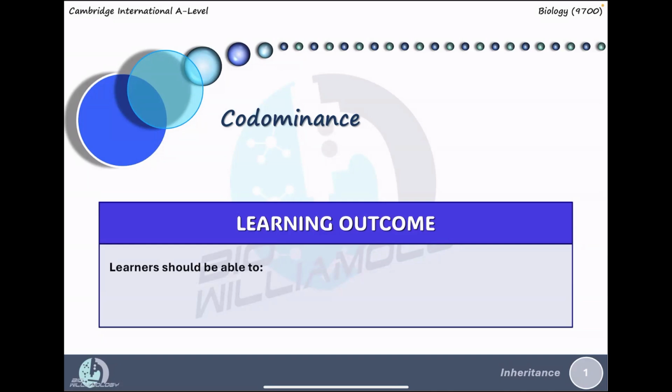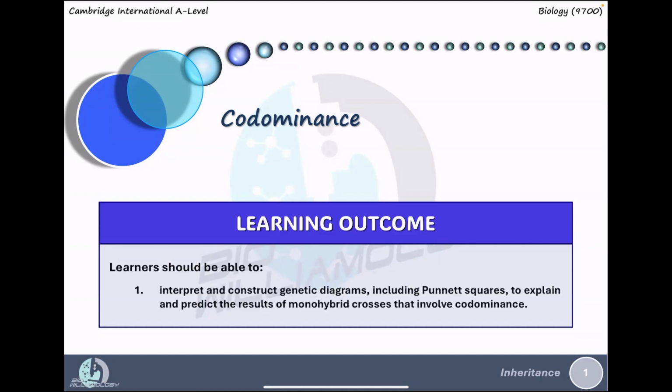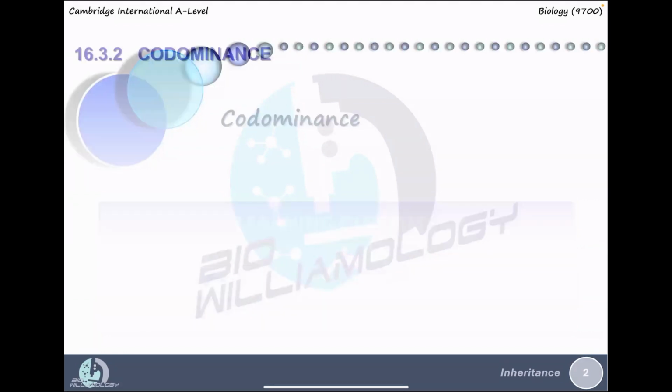In this lesson, we will explore codominance. At the end of this lesson, you will be able to interpret and construct genetic diagrams, including Punnett squares, to explain and predict the results of monohybrid crosses that involve codominance. Let's get started.